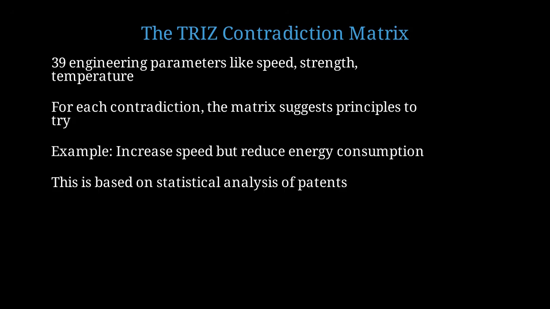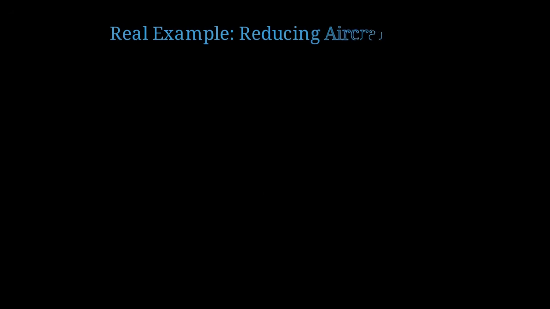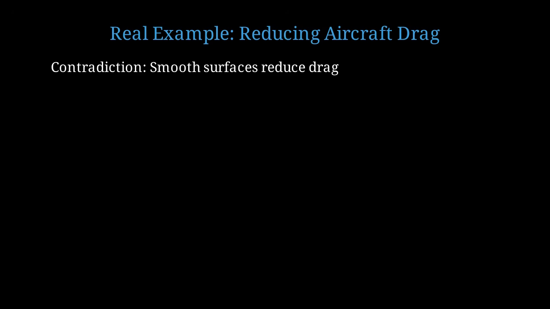It's based on analyzing hundreds of thousands of successful patents to see which principles were actually used to solve similar contradictions. Let's apply this to a real problem. How do we reduce aircraft drag without compromising lift? This is a fundamental contradiction in aerodynamics. Smooth surfaces minimize drag, but airplane wings need roughness to maintain attached flow and generate lift, especially at low speeds.